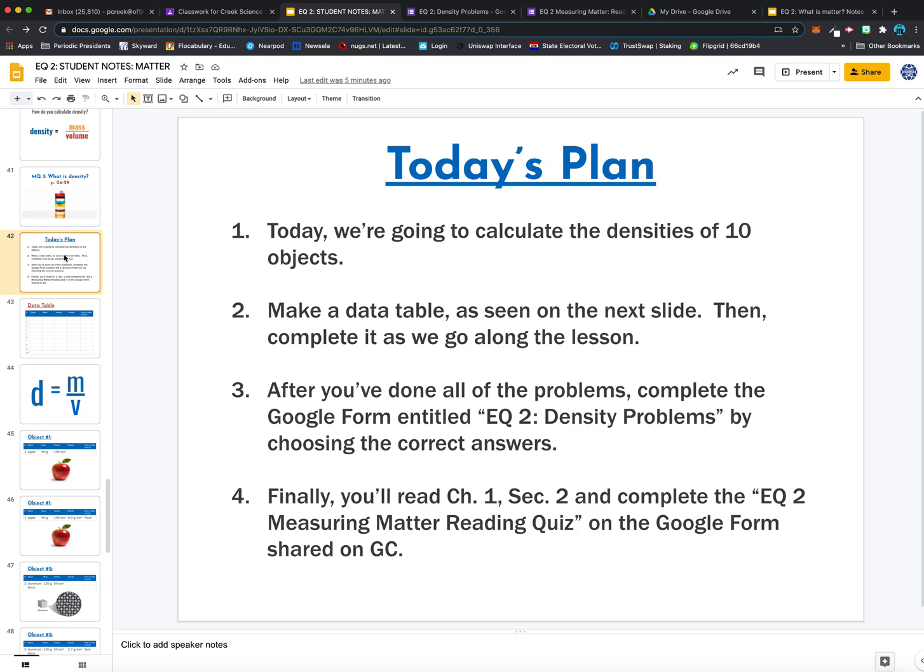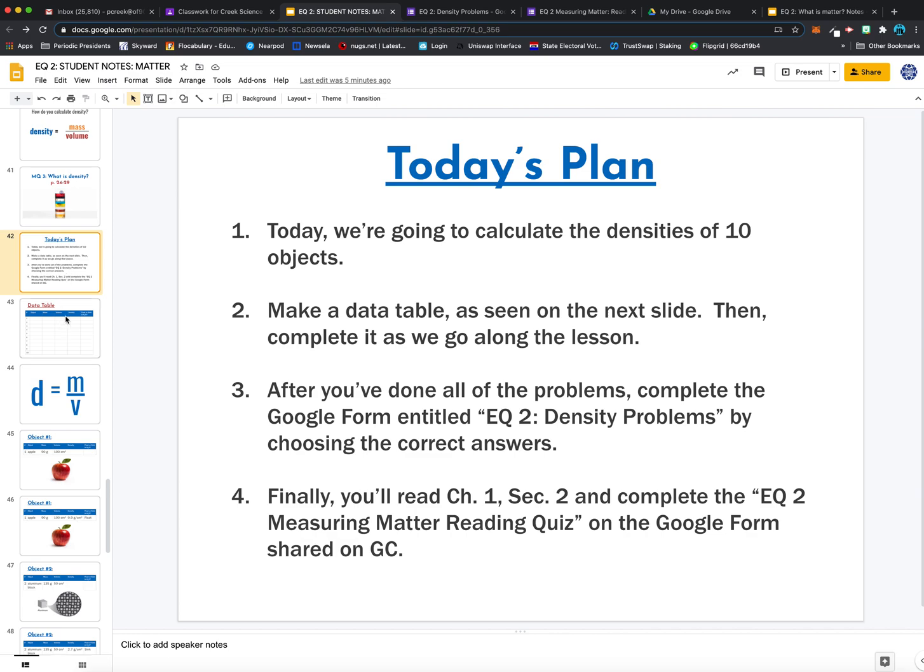You can read the section and complete the quiz at the same time. Please feel free to use your textbook while you're completing the quiz. That's what it's meant for. So there you go. Those are the things we're going to do today. Let's go ahead and get to it.